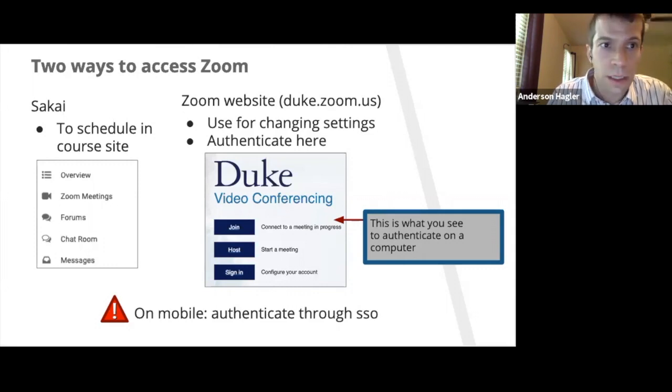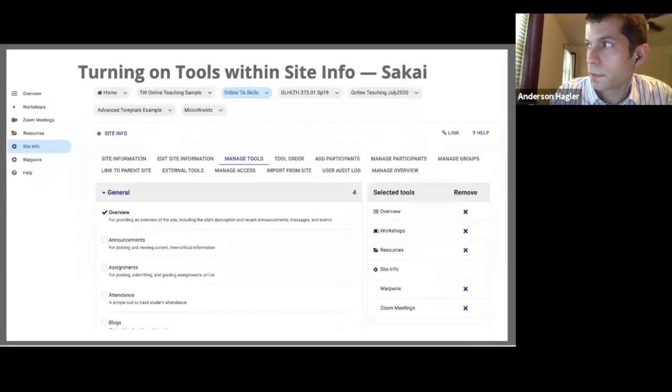Once you've enabled it, then we're transitioning to the Sakai site, which is on the left side of the screen. That is, you can access by that Zoom Meetings button. And we're going to discuss that now. So first you have to enable that tool on your Sakai site. So how would you do that?